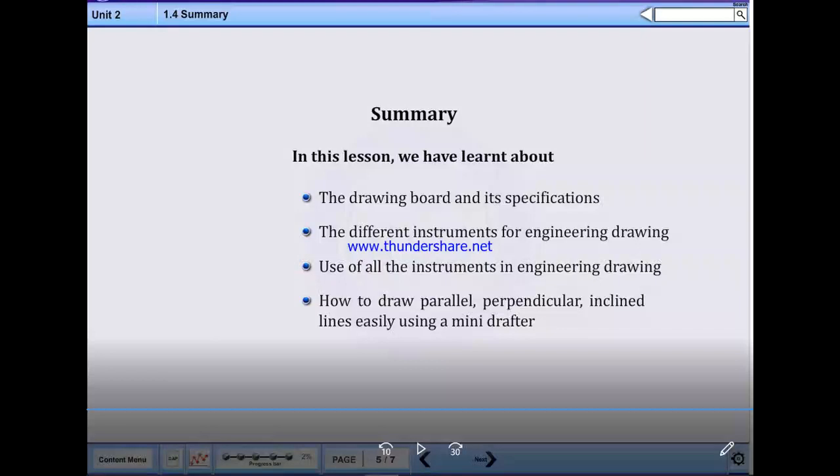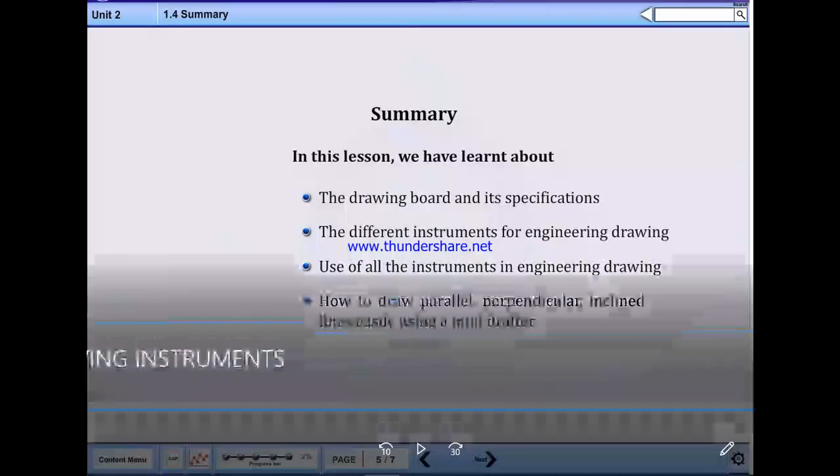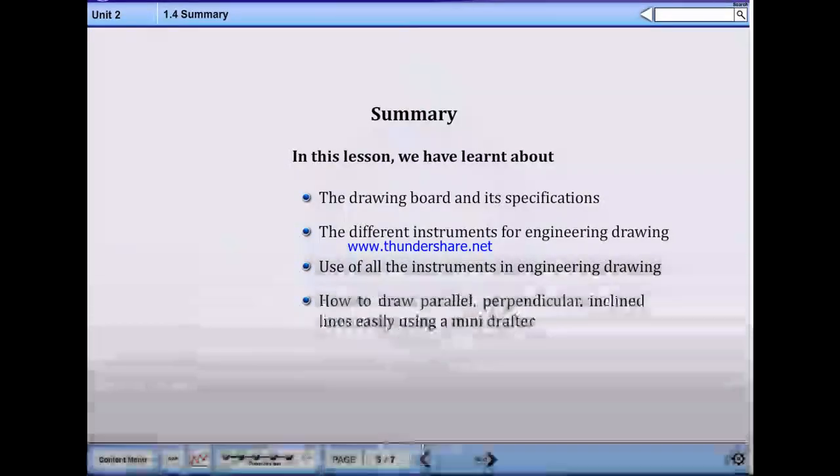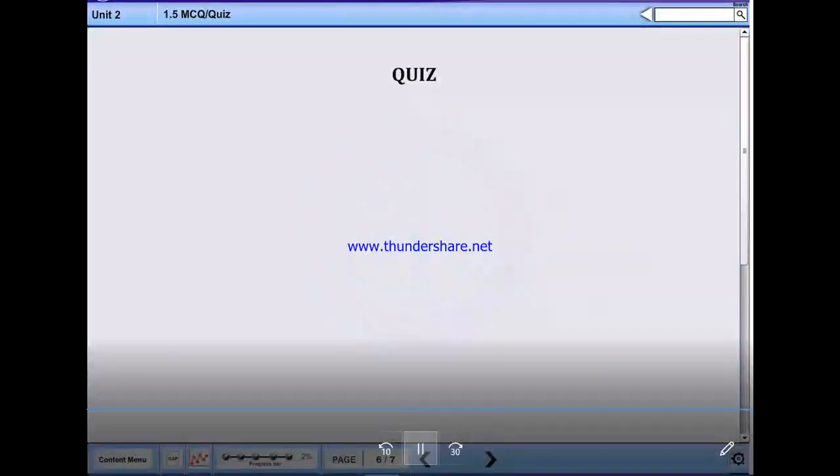We learn in this the drawing board and its specifications, different drawing instruments for engineering drawing, use of all instruments in engineering drawing, how to draw parallel, perpendicular, inclined lines easily using mini drafter. Now we are going to learn some quiz type questions.